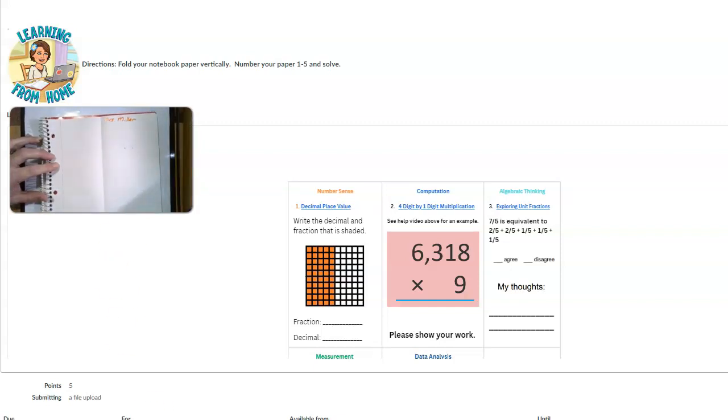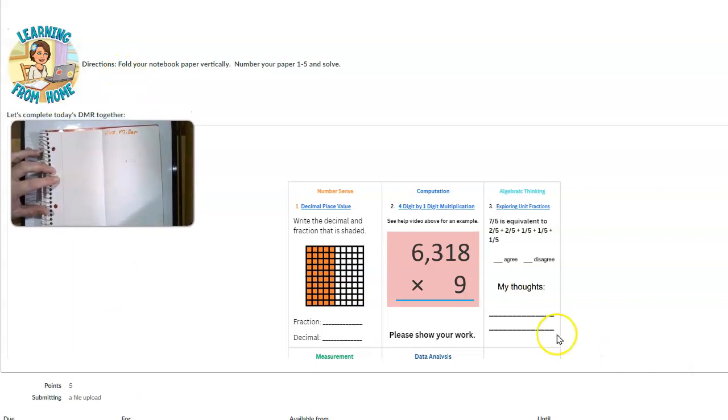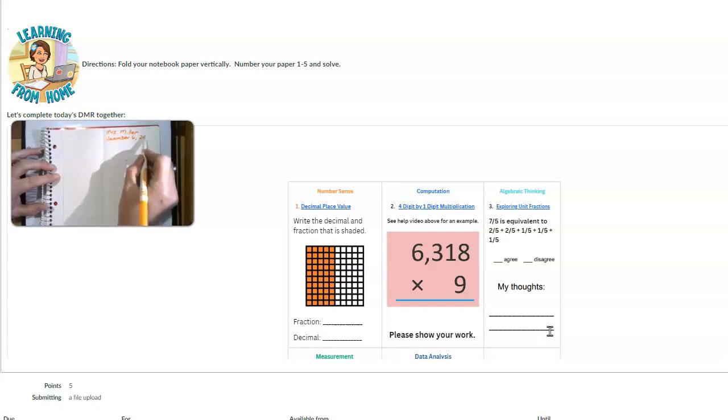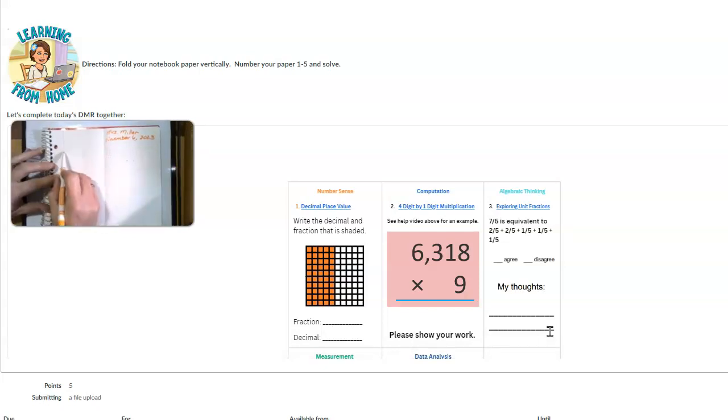Name at the top. Today's date is November 6, 2023. Number 1 through 5.